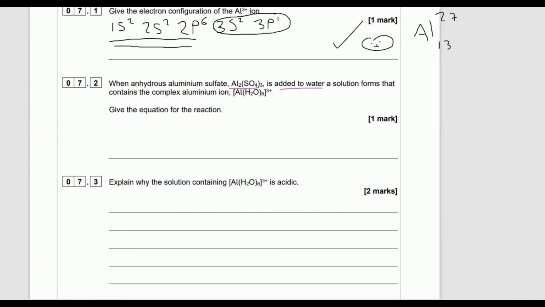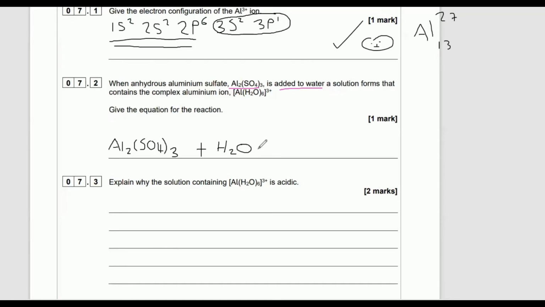Let's get down to it. So first of all, you just want to copy what's in the question. So Al2(SO4), we need to put a 3 outside the brackets. It says it's added to water, so we want to go plus H2O.